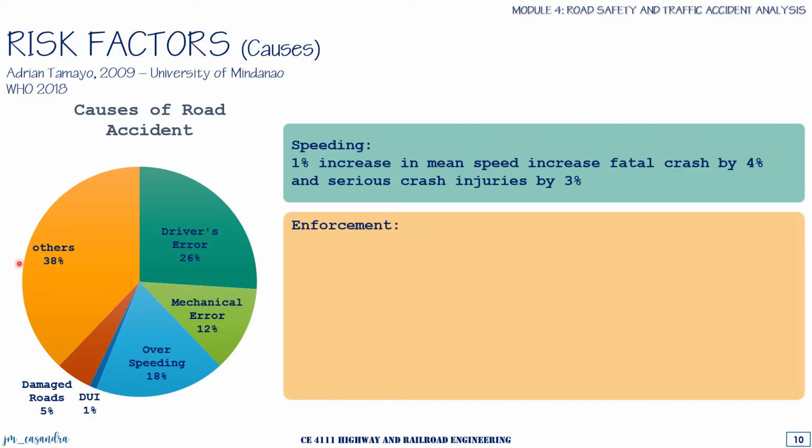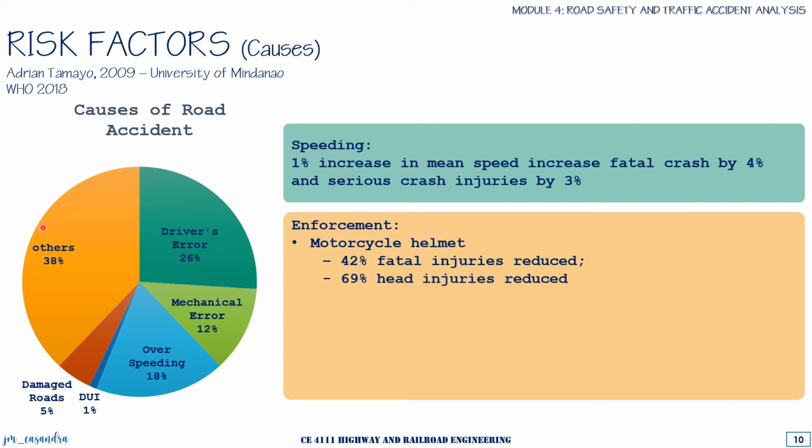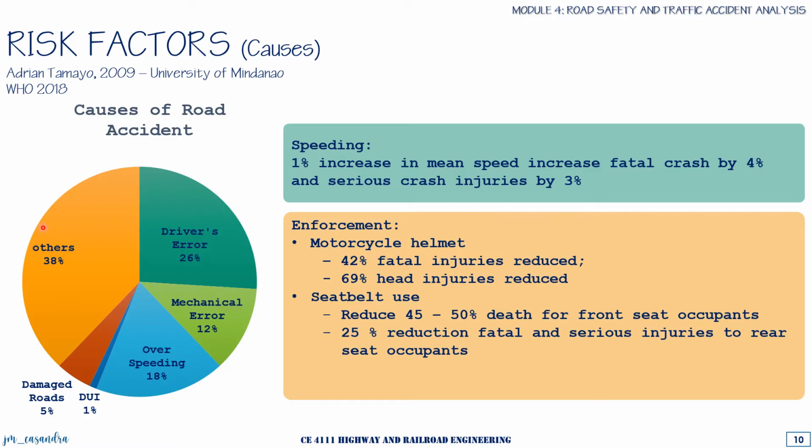In regards to enforcement, what we have said, inadequate enforcement: if we apply the motorcycle helmet, there will be a 42% reduction in fatal injuries for motorcycle riders, and also a 69% reduction in acquiring head injuries. Enforcing seatbelt use would reduce fatalities by 45 to 50% for front seat occupants, that is, the driver and the front seat passenger, and a 25% reduction for fatal and serious injuries for rear seat occupants. And enforcing child restraints would decrease child deaths by 60%.